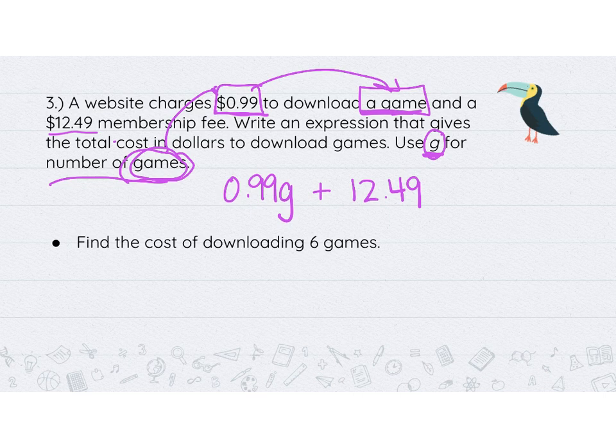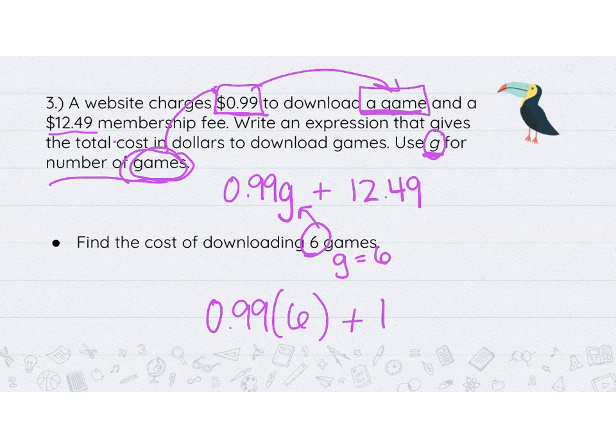All right, and then the second part is find the cost of downloading 6 games. Well, really, G is equal to 6, so we're going to plug 6 in for G. 99 cents times 6 plus $12.49. And then you calculate it, which I didn't do, so 0.99 times 6 plus 12.49. So $18.43. And that is writing.